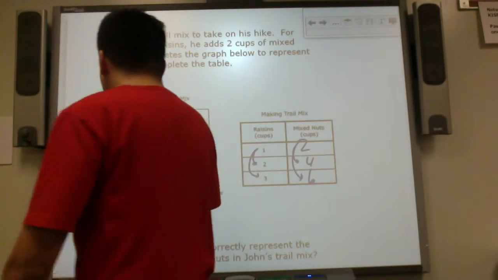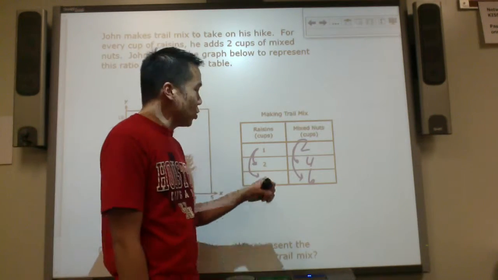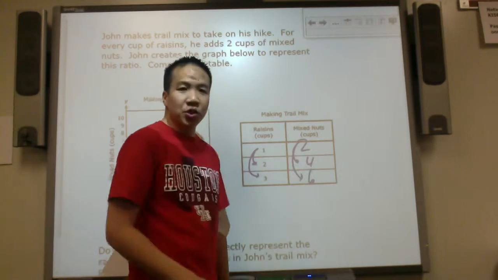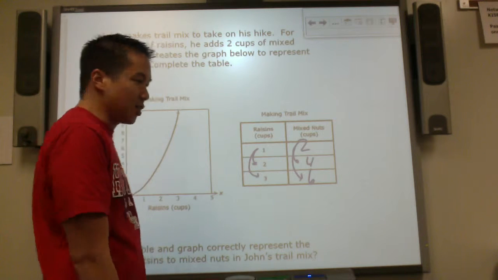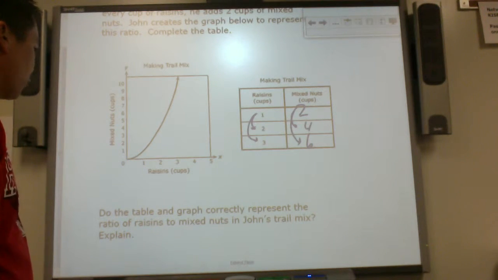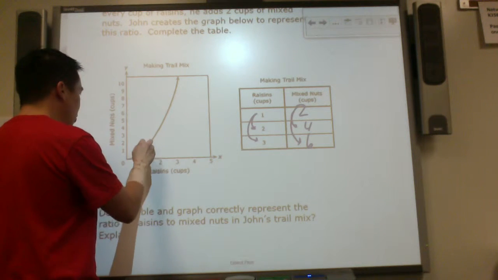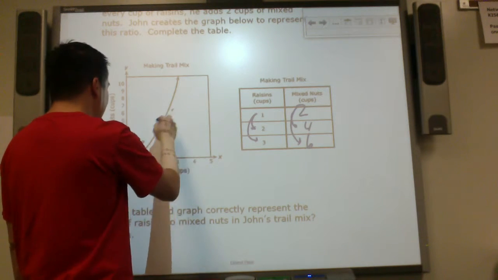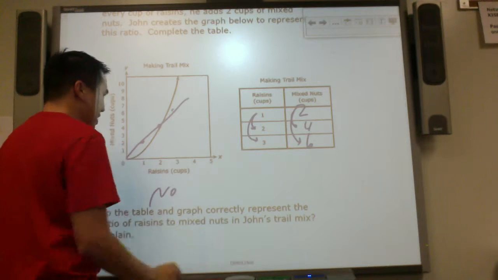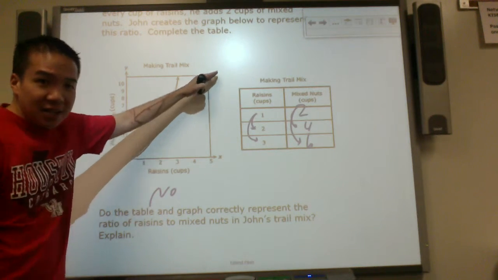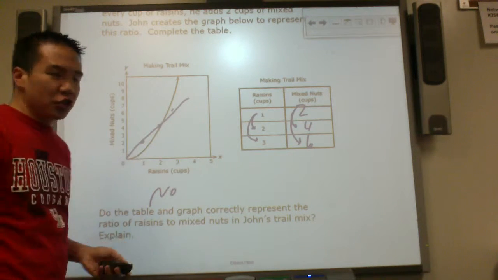So complete the table. Or another way you can do it is, what's the relationship from 1 to 2? 2 times 2 is 4. 3 times 2 is 6, the relationship. So, do the table and graph correctly represent the ratio of raisins to mixed nuts? 1 is 2. 2 is 4. 3 is 6. No, it does not represent the same thing. This is a straight line that goes constant, a constant rate of change. This one is like a curvature.